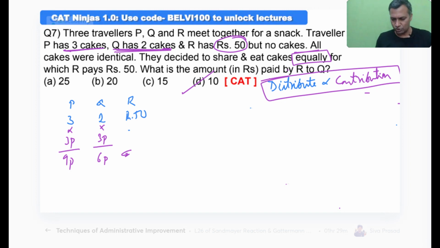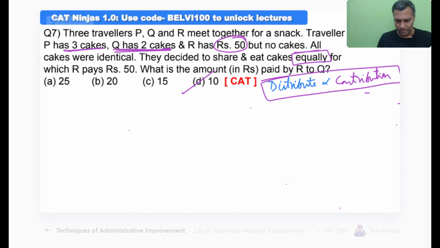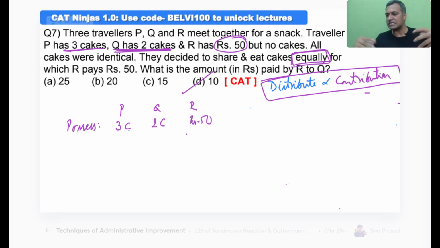Coming back to this. Now listen to me. Let's try this out. What is the better approach to do this particular question? Let me present this. So there is P, Q, R. P has three cakes. Q has two cakes, and R has 50 rupees. This is what they possess. The word is equally. They all ate these pieces equally.